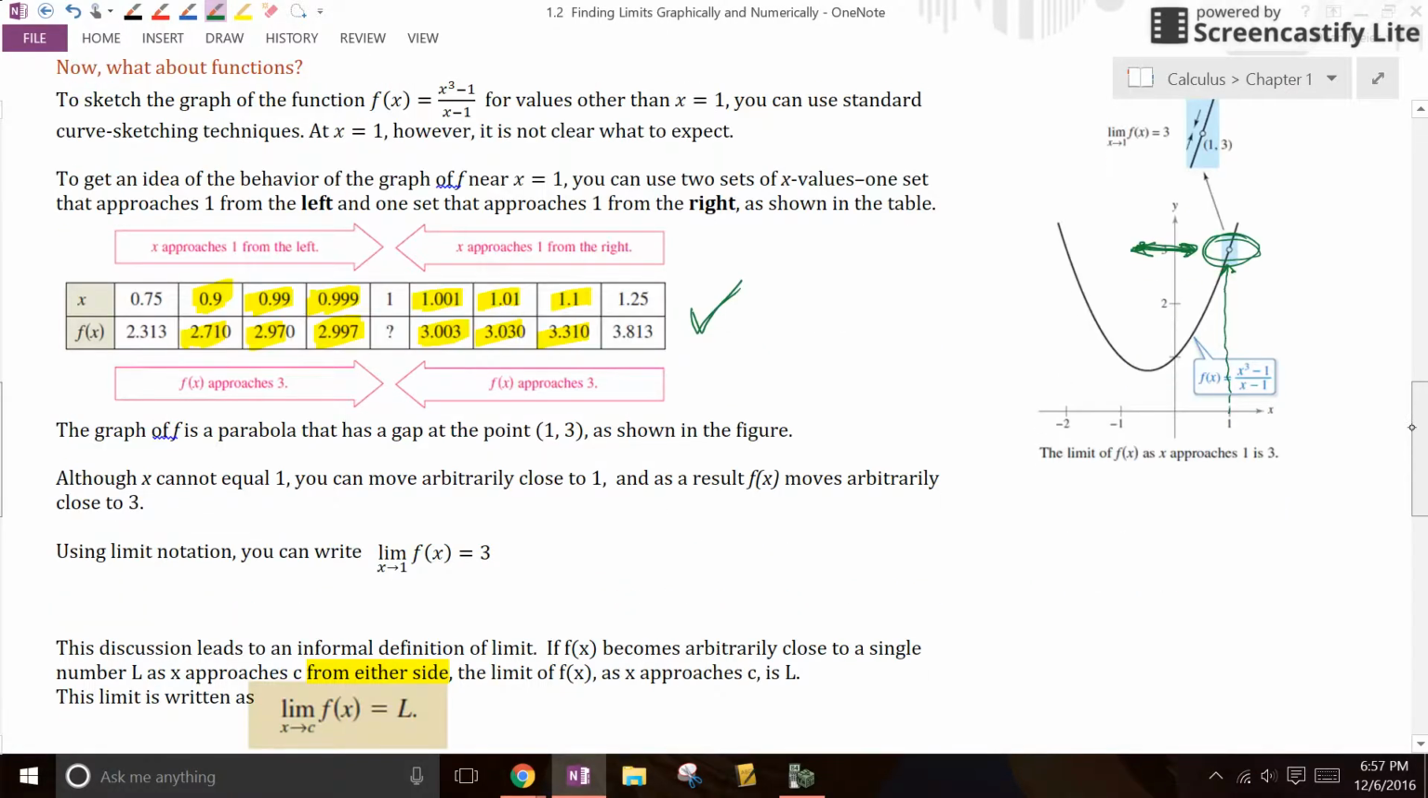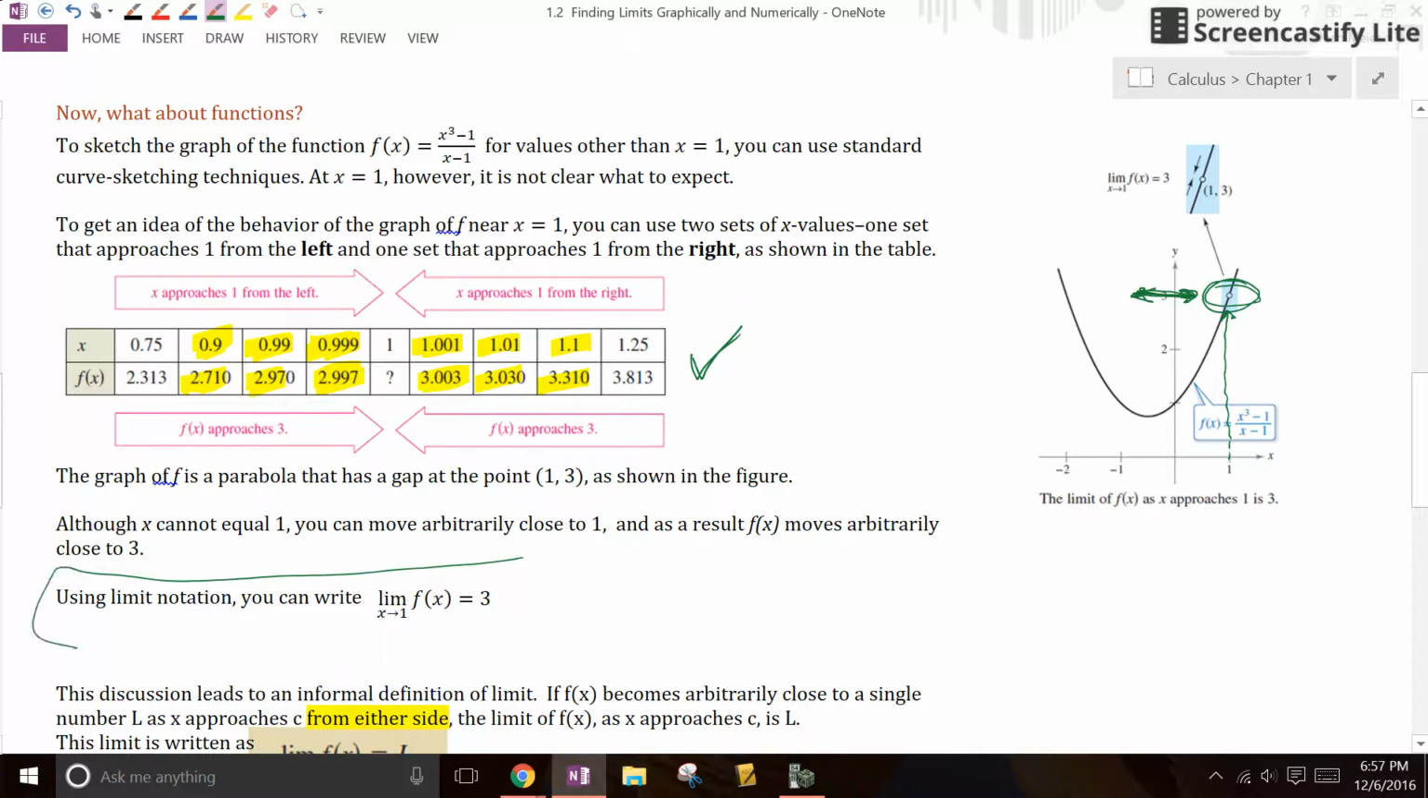And so guess what? That's how I write a limit. You can see right here, using limit notation, and make sure you write this the right way. You want to say the limit as x approaches the number 1, if I check the left side and the right side, and now you can either write the equation, which looks beautiful, x cubed minus 1 over x minus 1.